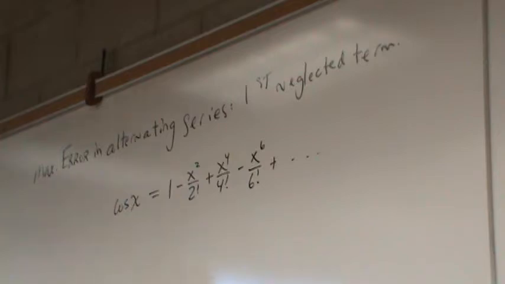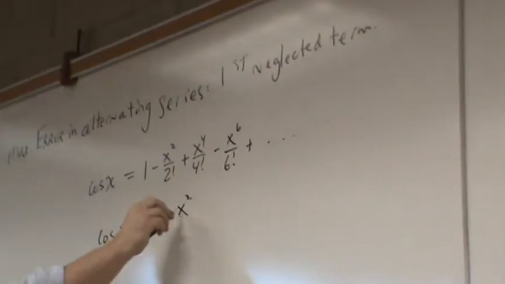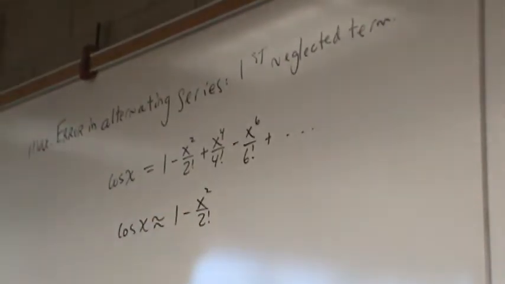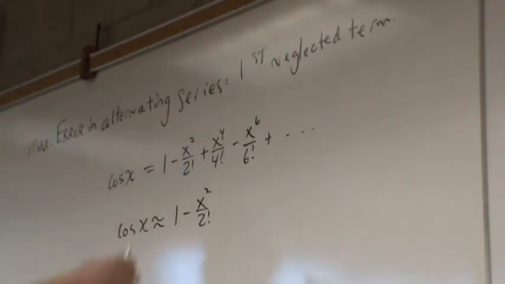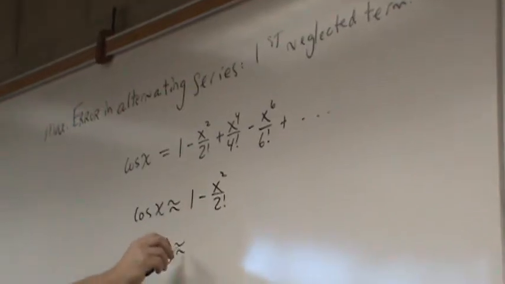And so now I'm going to make an approximation. I'm going to say the cosine of x is approximately equal to 1 minus x squared over 2 factorial. And so I'm going to get an expression for the cosine of 0.5. Okay? This is centered at 0, right? This is my approximation centered at 0. So I'm going to get an approximation for the cosine of 0.5.